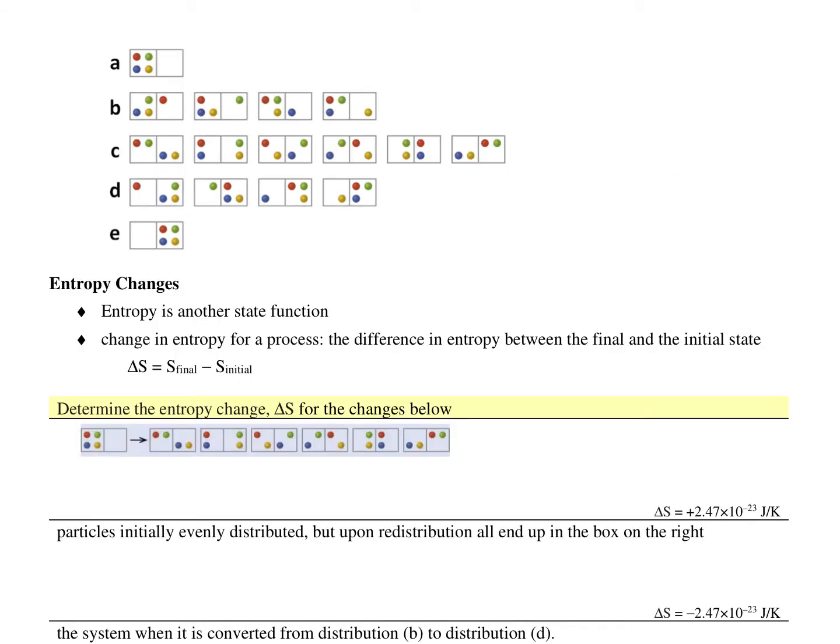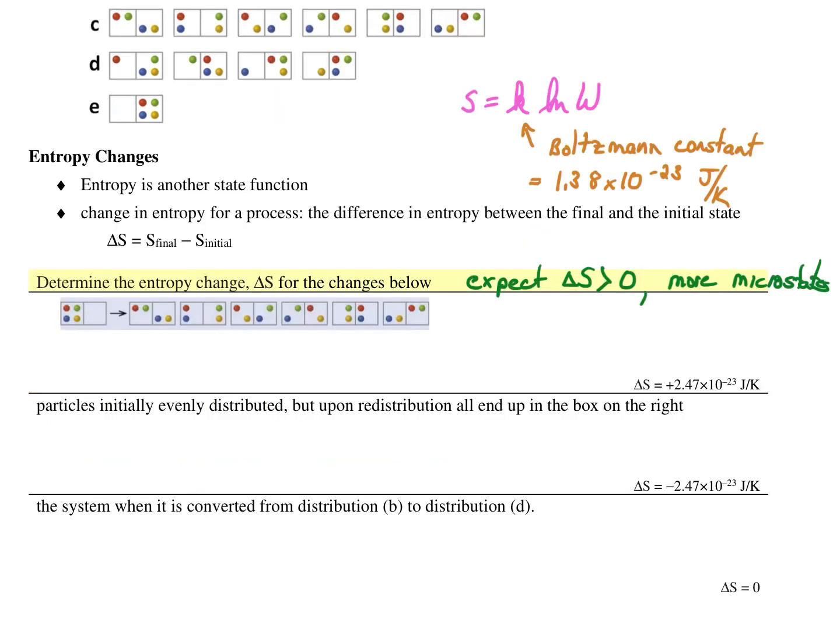Here we see the same microstates, and we're going to calculate some numerical values for the change in entropy. The Boltzmann equation is that the entropy is equal to k times the natural log of the number of microstates. And keep in mind that k is the Boltzmann constant. Now we can note that delta S ought to be a positive value because we're going to a system where there's more possible microstates, a higher probability system.